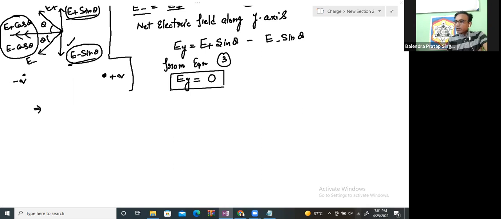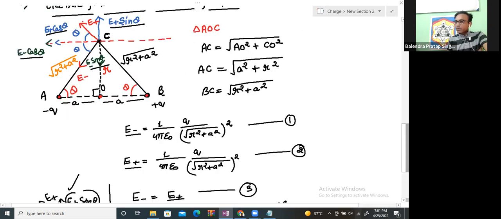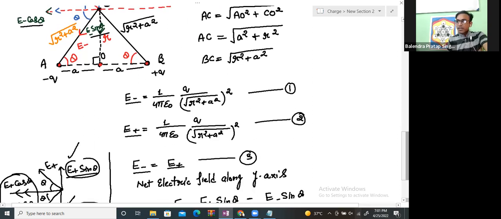Yeah, I showed that in your equation number 3, E plus equal to E minus. How? The value of E minus is 1 upon 4 pi epsilon naught, q upon the square root of r square plus a square, the whole square, means q upon r square plus a square, and E plus is again 1 over 4 pi epsilon naught q over r square. So these two quantities are equal. The magnitudes of E plus and E minus are equal.